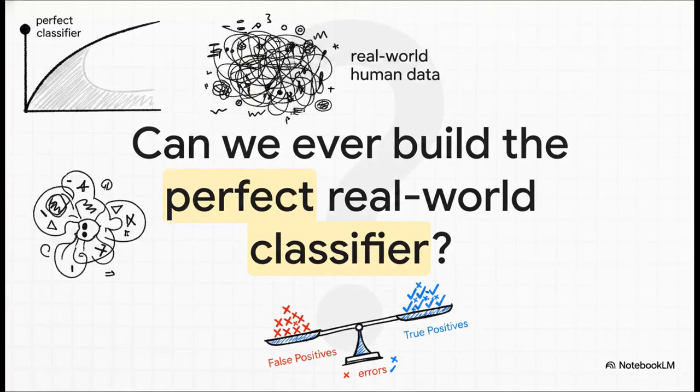Obviously, we always want our model's curve pushed as far to the top left corner as geometrically possible. High true positives, absolutely zero false positives. But looking at that dot labeled perfect classifier leaves us with a pretty provocative final thought.